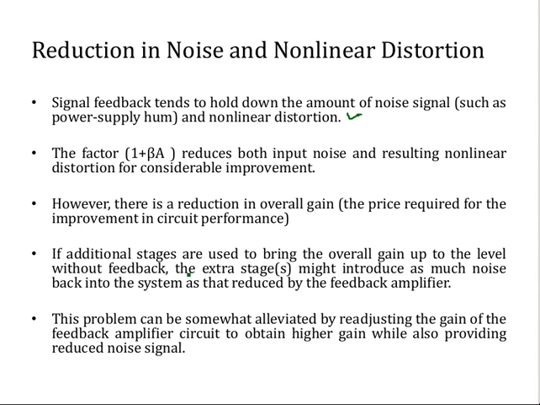So if we are using additional stages to bring overall gain up, some stages after this to bring the overall gain up, then these extra stages may also introduce noise back into the system. So how to solve this issue? That is by readjusting the gain of the feedback amplifier to obtain a higher gain while also providing reduced noise signal. So there has to be an adjustment between the feedback as well as the forward gain of the amplifier.